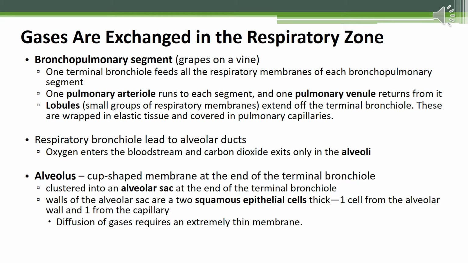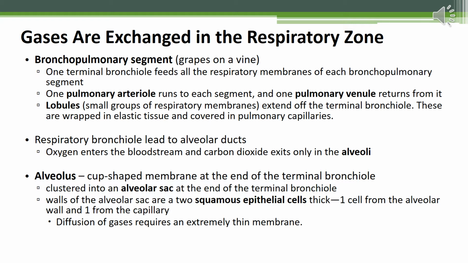plural for alveolus. And the alveolus is a cup-shaped membrane at the end of the terminal bronchiole, and it's clustered into an alveolar sac at the end of the terminal bronchiole, which is actually the part which looks like the group of grapes. The walls of the alveolar sac are two squamous epithelial cells thick. There's one cell at the alveolar wall and one cell in the capillary. And this is because we need an extremely thin membrane to allow gases to diffuse through.